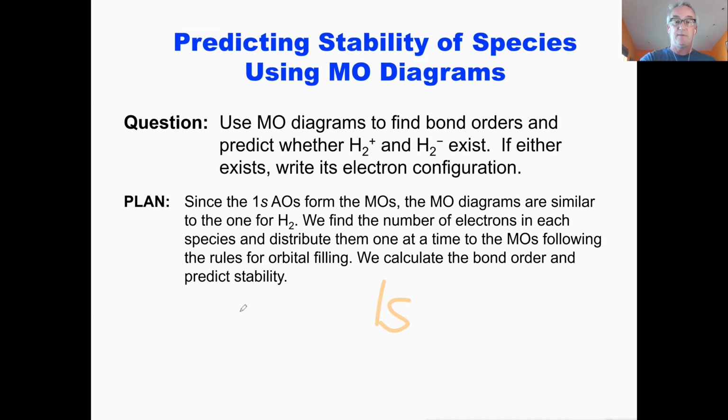If we have H2 plus, then one of the hydrogens has an electron, the other one doesn't. It's just a proton. If it's H2 minus, one of the hydrogens has 1 electron, the other one has 2. It has an extra electron. So we'll put those on either side, add or subtract the orbitals, and then see what we get.